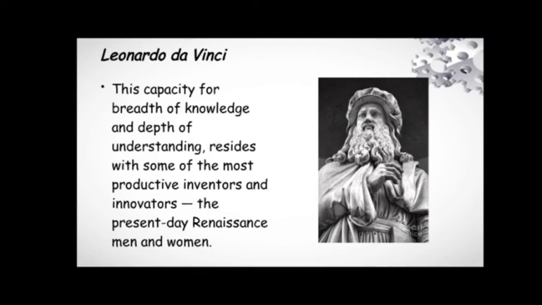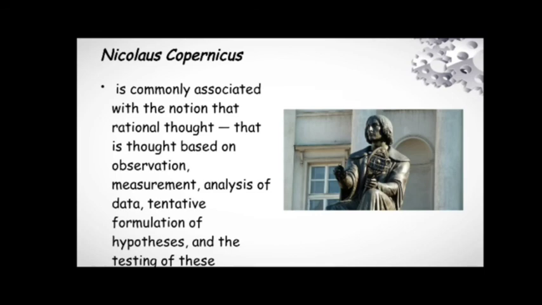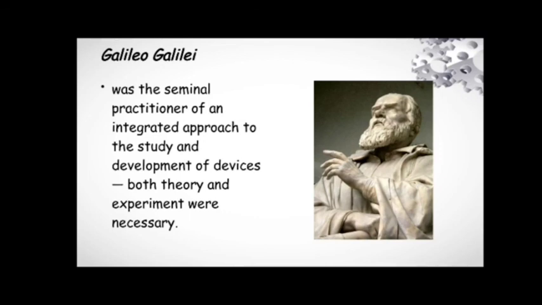All right, so the fifth one is Nicholas Copernicus. This humble contributor to the eventual scientific revolution is commonly associated with the notion that rational thought, that is, thought based on observation, measurement, analysis of data, tentative formulation of hypotheses, and the testing of these hypotheses, was to be the basis for the theory and practice of both science and engineering. Okay, so the last one is Galileo Galilei. He was a seminal practitioner of an integrated approach to the study and development of devices. Both theory and experiment were necessary, and this dual emphasis on the involvement of both mind and hand has become solidly entrenched in every engineering student's laboratory assignment.